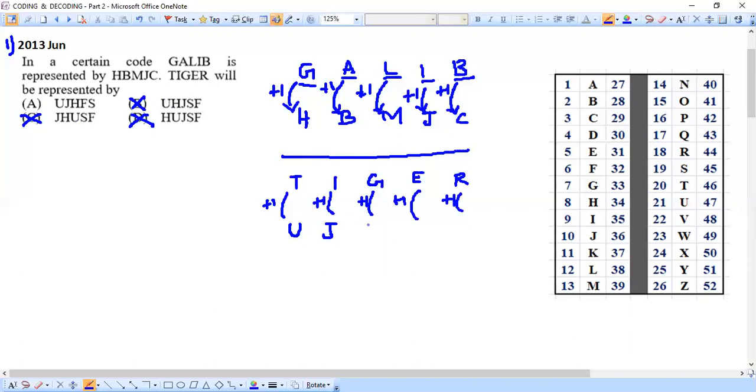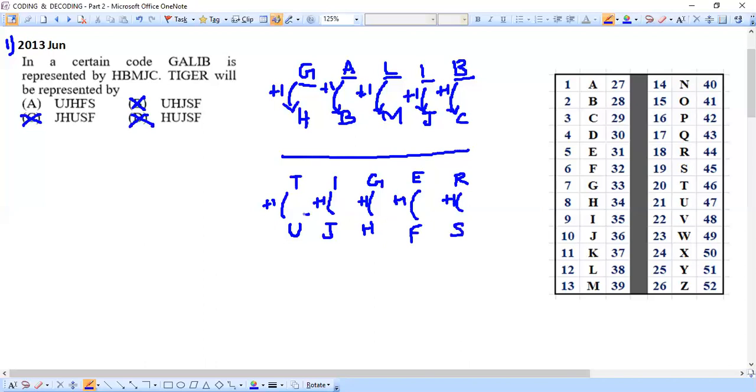Anyways, the pattern is very simple. We'll complete it and then confirm the answer. So the third letter is G, the next letter is H. So H, next continue. E, they're moving to the next letter, we'll be getting F. And R to the next letter is S.